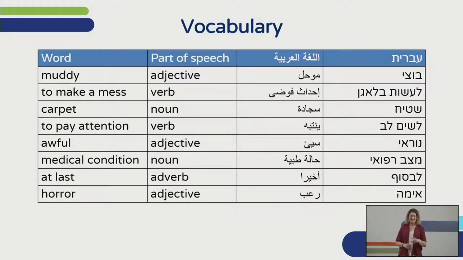At last something happened at the end. And horror, well, you know horror from like horror movies, things are scary. And now let's go on with our story.